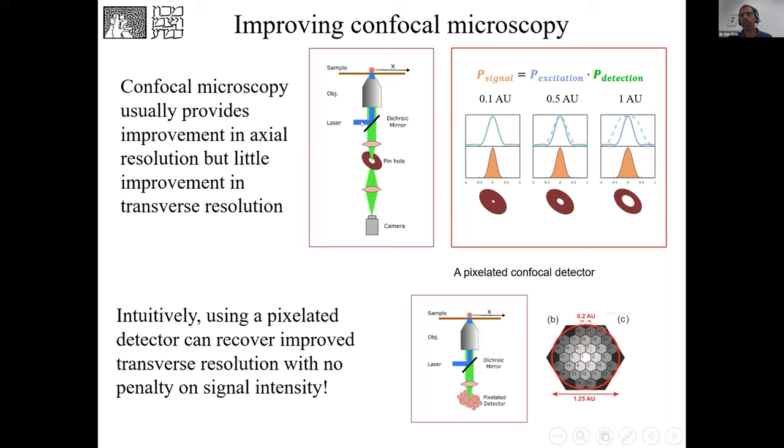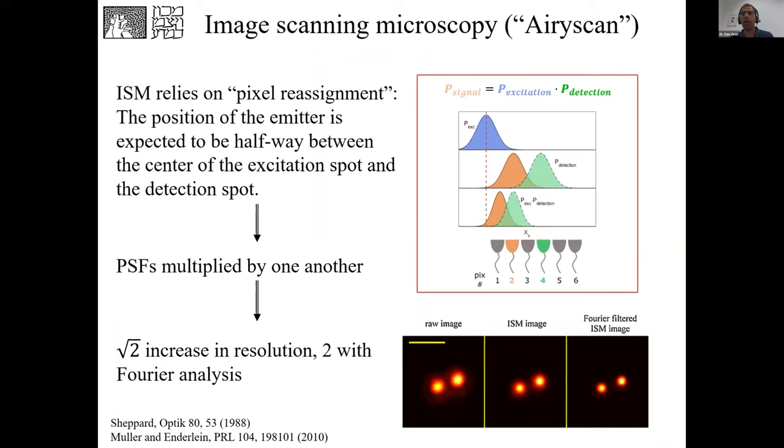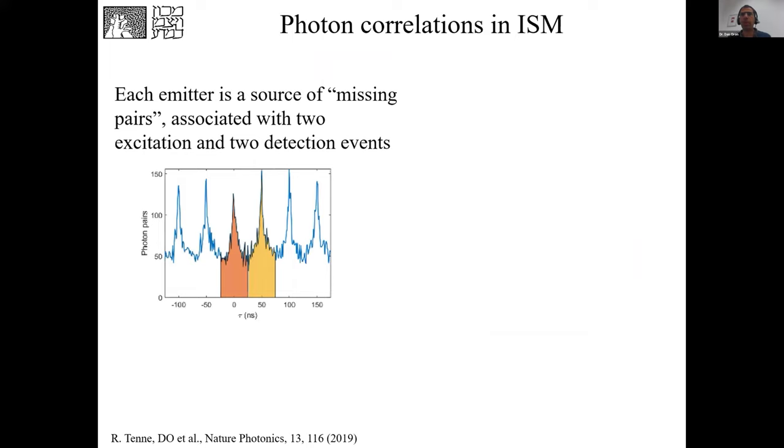And intuitively, if you replace this pinhole with an array of pinholes, which is just a pixelated detector, you could recover this enhanced resolution with no penalty on the signal intensity. This idea was brought up by Colin Sheppard and then experimentally demonstrated some 20 years later by Jörg Enderlein, with the simple notion that if you have different detectors in your pixelated camera, each has a slightly different parallax onto the sample, so it sees a slightly shifted image. So instead of just summing up the images from the different detectors, you have to first shift them to overlap and then sum them up. And you get a factor of square root of 2 increase in resolution and a factor of 2 with Fourier analysis. So how do you implement this with photon correlations?